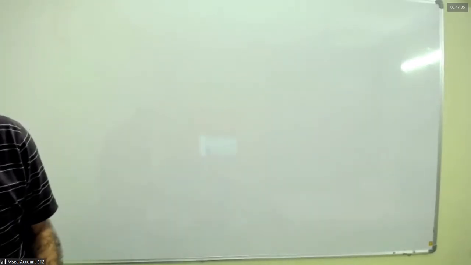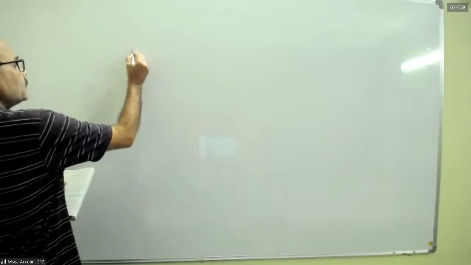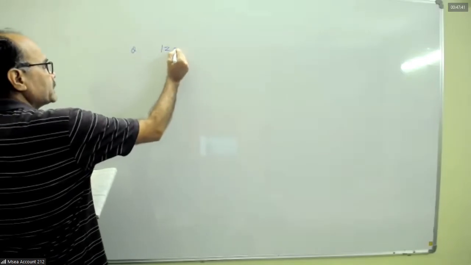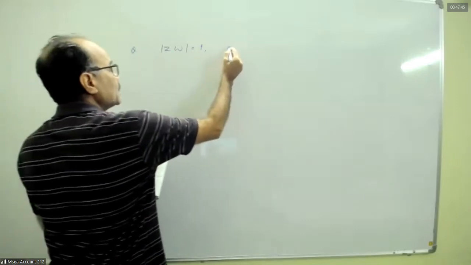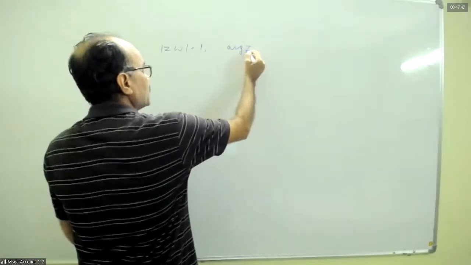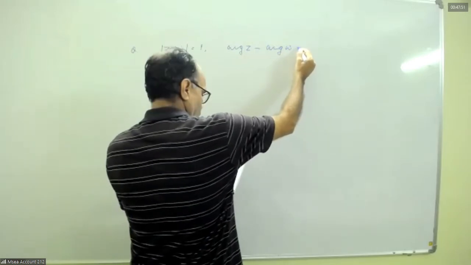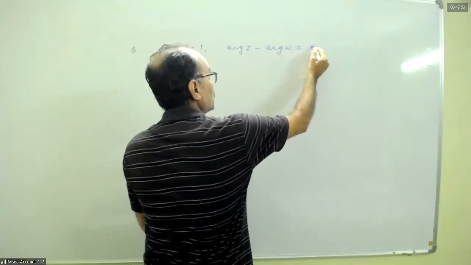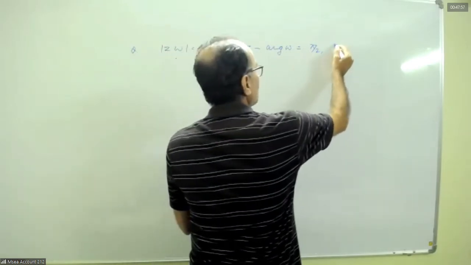Z and W are any two complex numbers. I'm writing the question in short. Mod of ZW equals 1 and argument of Z minus argument of W equals pi by 2. Then getting the options.